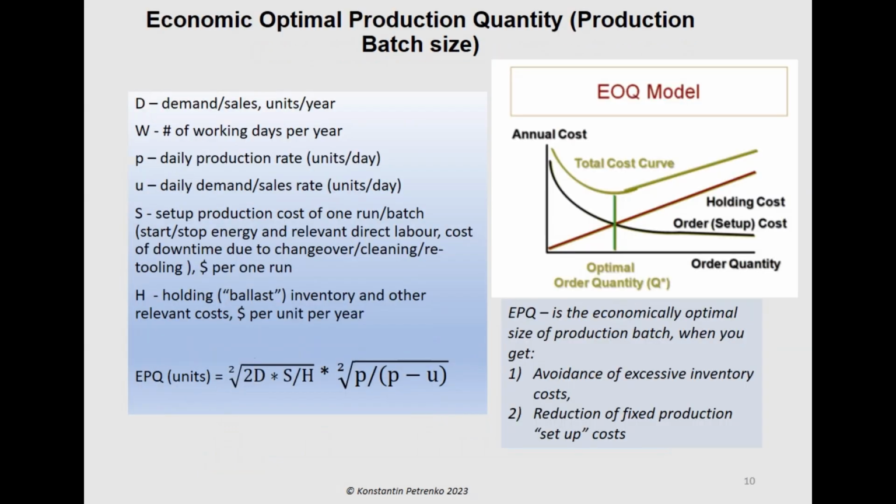Now let's talk about EOQ, the economic optimal quantity of the production batch. Usually, production batch size is determined either from client order size or from the production technology point of view. However, if you produce mass goods as make-to-stock, then the concept of EOQ can help you to optimize the size of the production batch from an economic point of view.